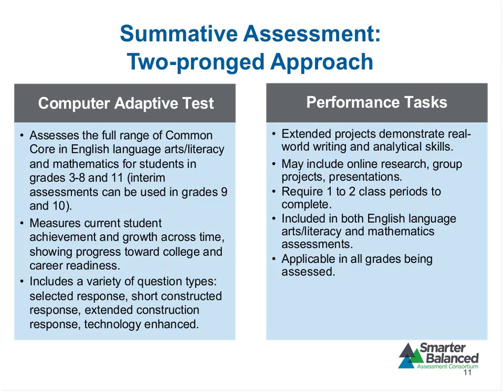The summative assessment is a two-pronged approach. The first is a computer adaptive test. Computer adaptive testing is an important development in the technology of assessment. It really allows for a much more efficient and accurate measurement of student performance, particularly at the tails of the distribution. For the high-performing student, the test adjusts for each based on student performance.